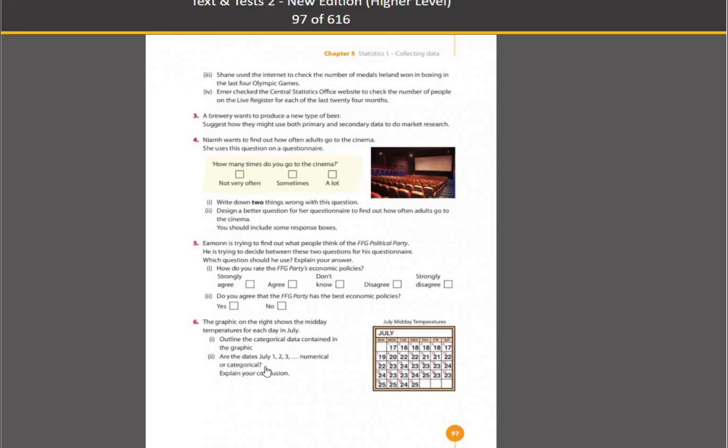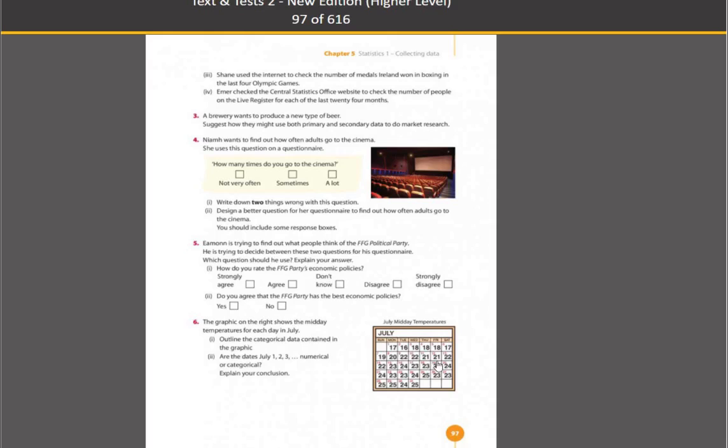Part 2, are the dates July 1st, 2nd and 3rd numerical or categorical? All right, and explain your conclusion. So they're actually categorical, even though they contain numbers, right? July 1st, July 2nd, July 3rd, all right? But we're not counting. So numerical is when we're dealing with numbers, right? July 1st is a category. It's a day in the month. July 3rd is a day in the month. It's a category within the month.